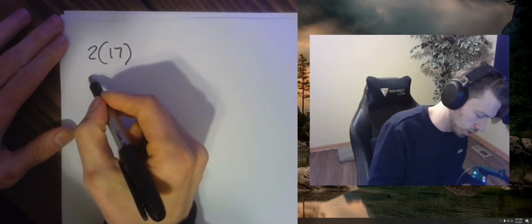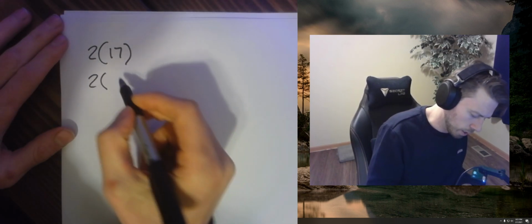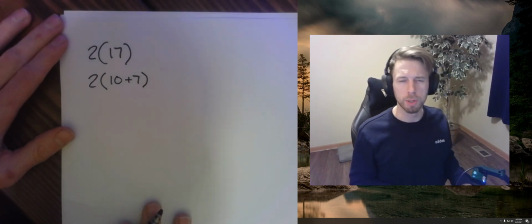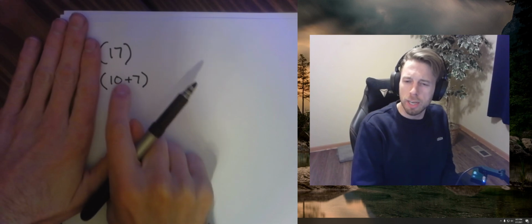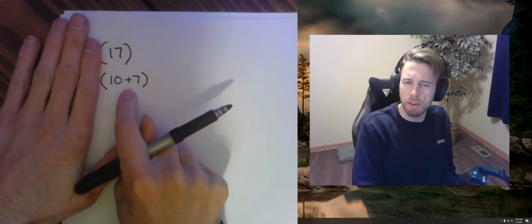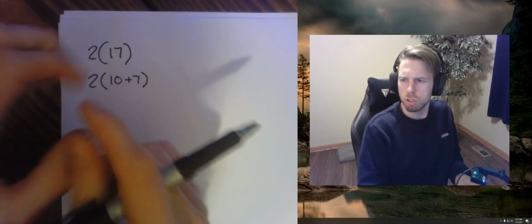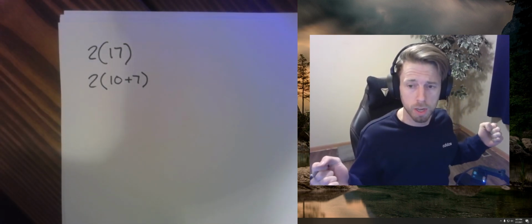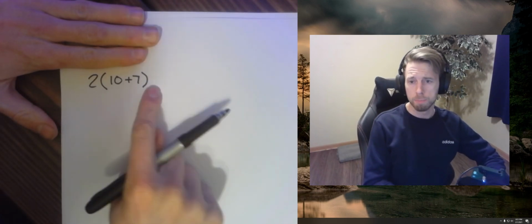Watch this. I'm going to change this to 2 times (10 plus 7). And hopefully you guys can agree that 17 and 10 plus 7 are the same thing. I actually just kind of made it a little bit more complicated there for a second by splitting it into an addition problem. But I want you to look at this problem right here now.